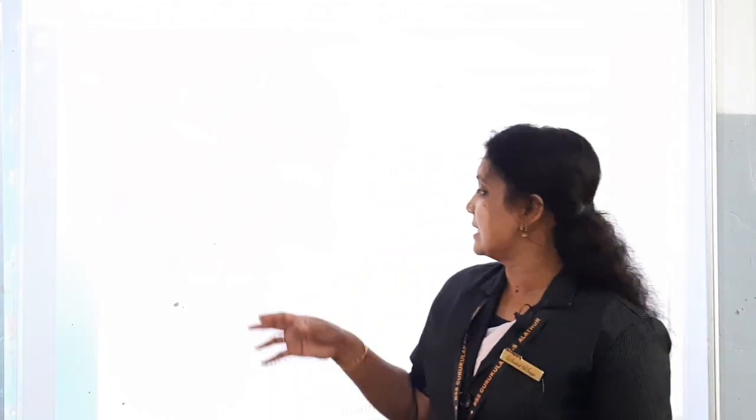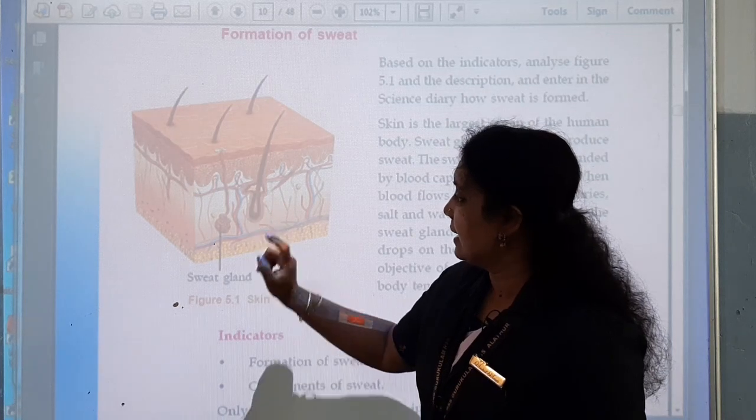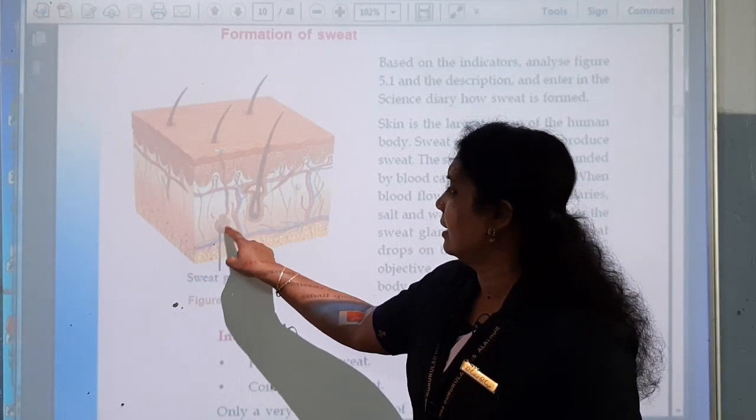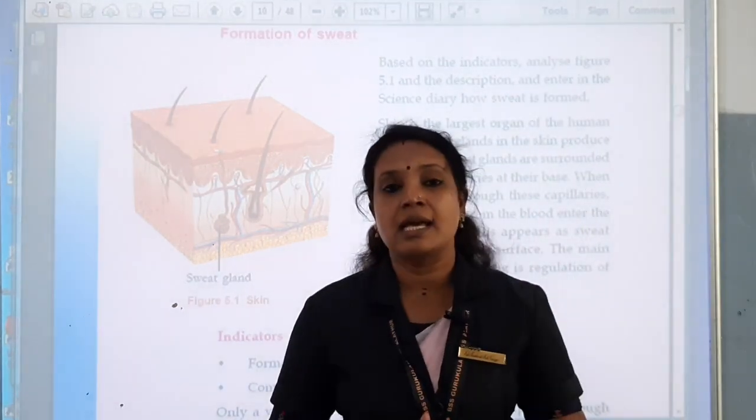In the sweat glands, at their base, there are many blood capillaries. You can see here, this is a sweat gland and at the base of the sweat gland there are many blood capillaries. When blood flows through these capillaries, the water and the salts from the blood enter the sweat gland and the sweat is formed as a drop on the surface of the skin. One of the main objectives of sweating is the regulation of body temperature.